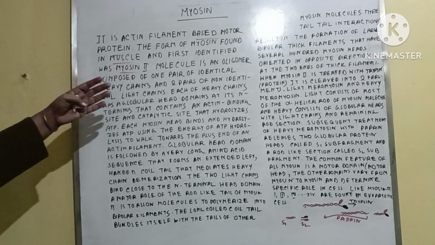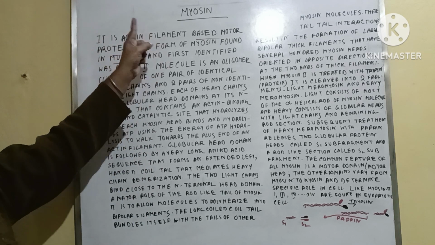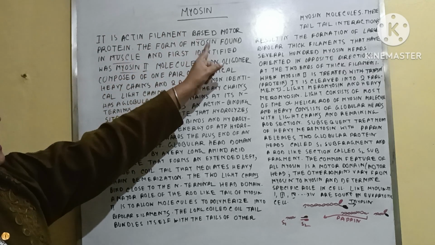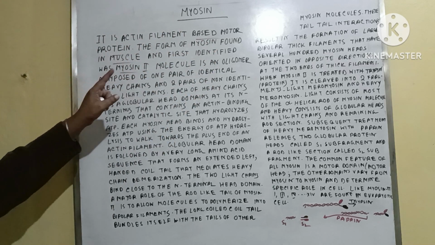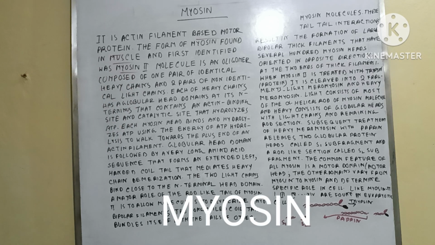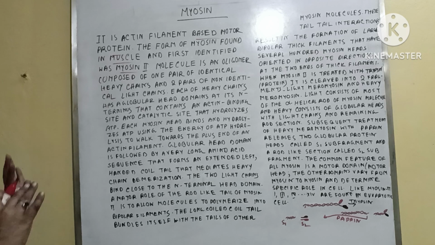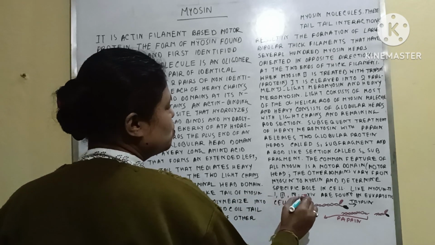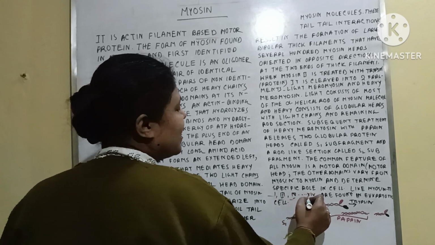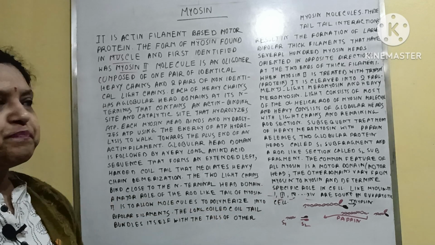So myosin is one kind of actin filament based motor protein, and generally we can see myosin 2 in different types of cells, especially in the muscle. Other myosins are also present, like myosin 1, 3, 4 and 14, etc. These are all found in the eukaryotic cell.